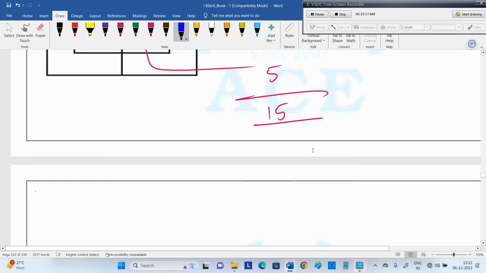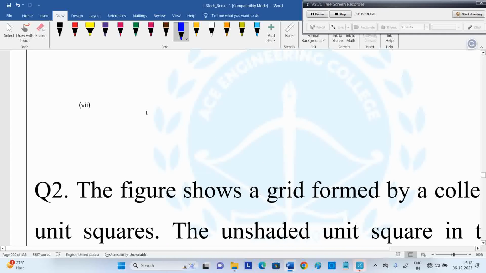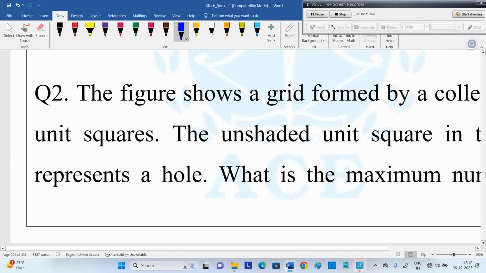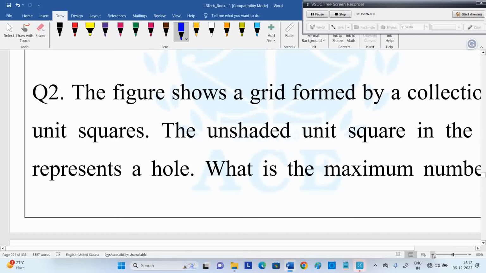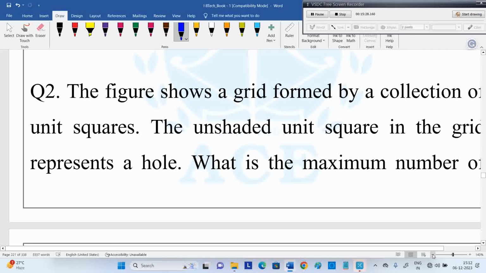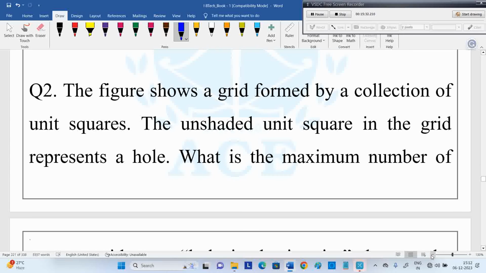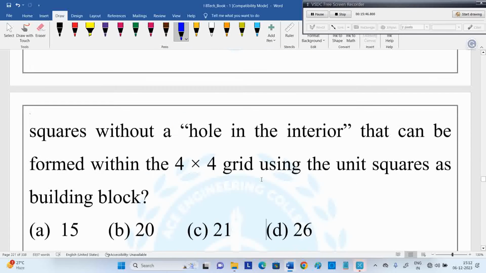26. Okay. 21. Almost the last question related to squares. Then we'll see about the other thing. Here they've given a question and you need to read that entire text as well. That's important. The figure shows a grid formed by a collection of unit squares. So we have unit squares, and that grid is formed finally. The unshaded unit square in the grid represents a hole. What is the maximum number of squares without a hole in the interior?